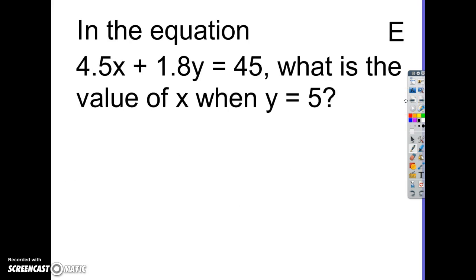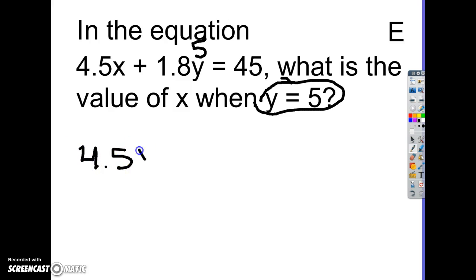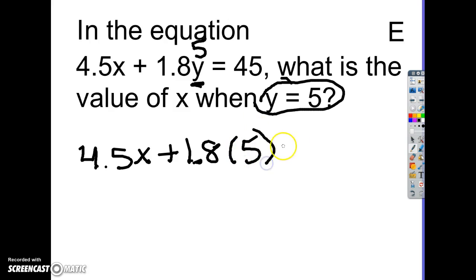Letter E. In the equation that we're given on the screen, what is the value of x when y is equal to 5? So that means right here, you're going to be putting 5 in place of that y. So copy your equation, 4.5x plus 1.8, and then replace the y that you had here with a 5. And continue to write the rest of the equation again.